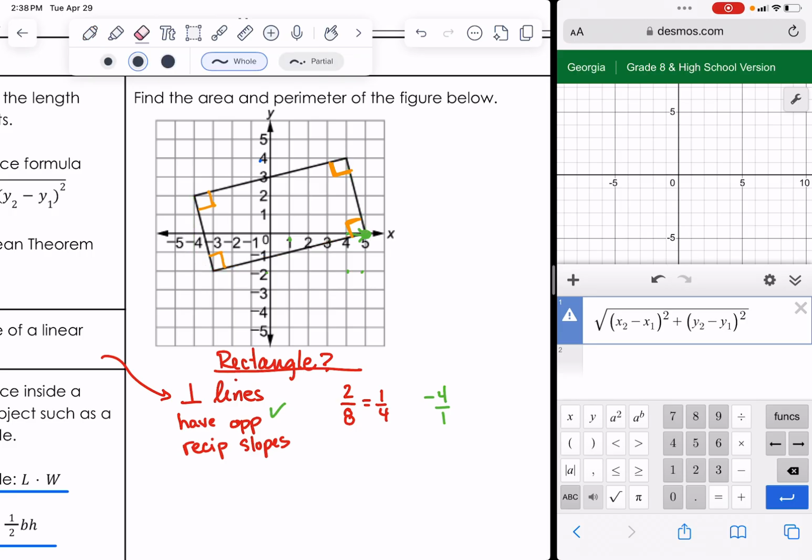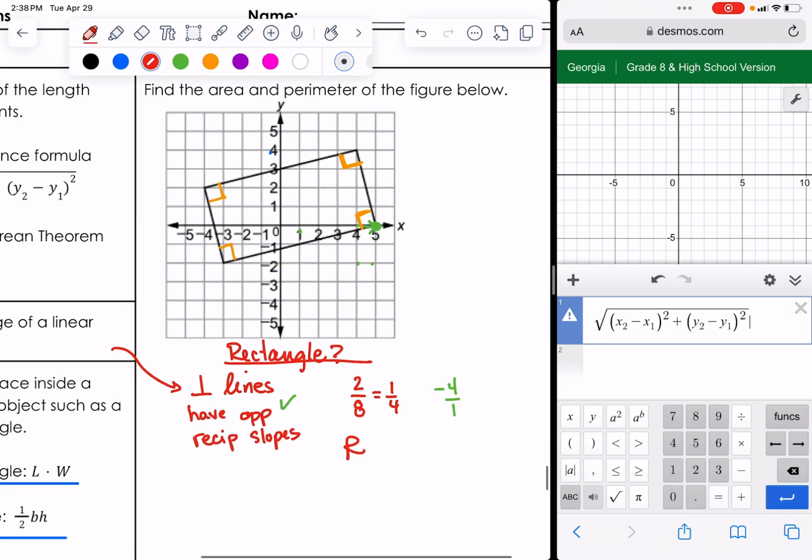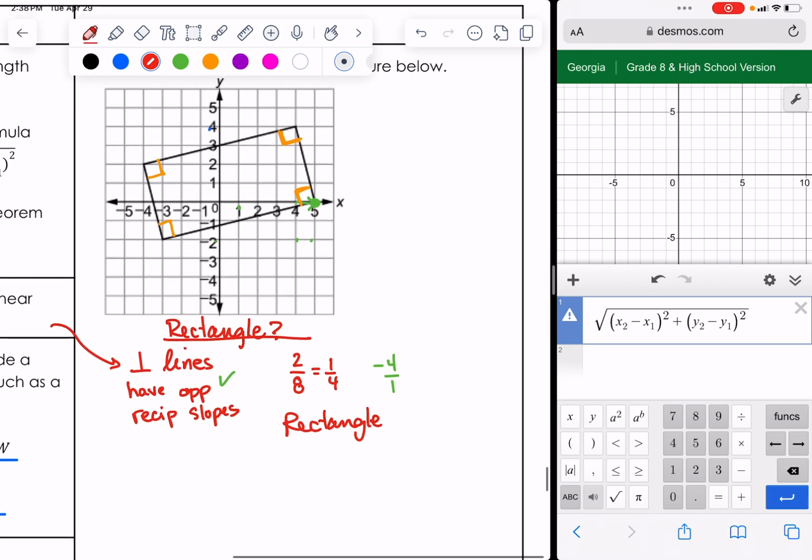So now what we know is that we don't need to find all of the sides. We only need to find the length of one short one and one long one. So let's do that now. Let's find the length of this red side right here. We use the distance formula. This is the point -4, 2. And this is the point 4, 4.